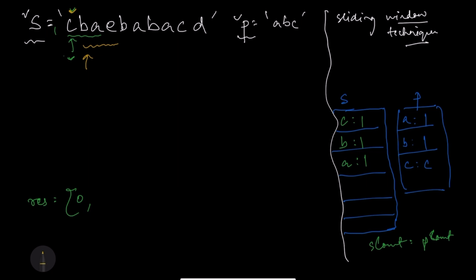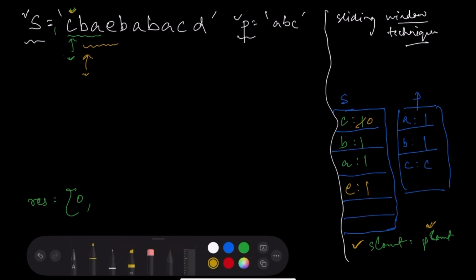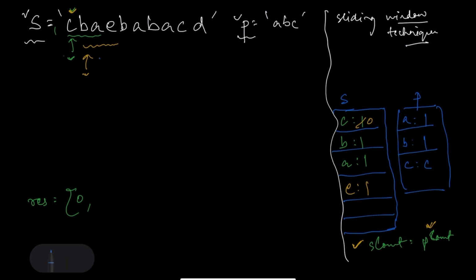So now I have got B, I have got A, I have got E. So first I will decrease the count of character C. So now it will be 0. And I have found another character which is E. So that would be 1. As I shifted, now I will see if my S count is equal to P count. Are my hash maps count same? They are not. So we won't be appending this index into our result, because we don't have an anagram right now. Now we would shift even more. We would shift to this window.